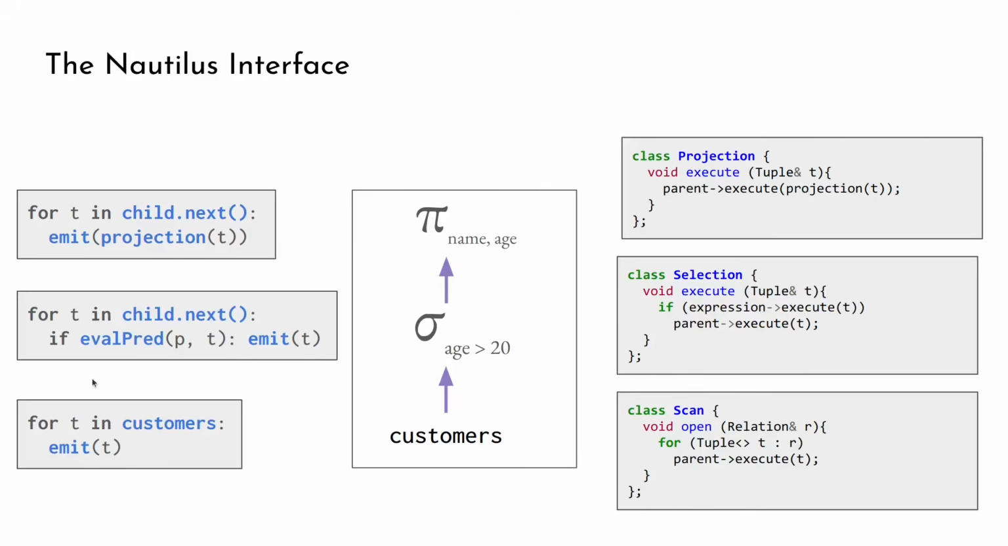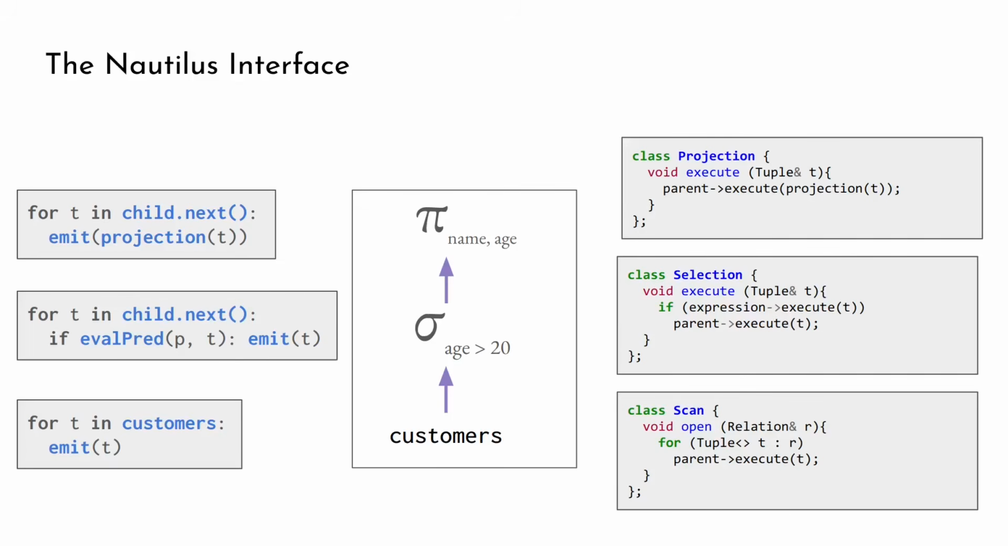You can see that it's actually very nice. They look very similar to the pseudocode that we have written. So for example, here you just execute the projection on the tuple you get. The selection is just the expression, in this case, the condition. So if our tuple passes the condition, then we execute on this tuple. And of course, a scan is just a scan. It just loops through tuples.